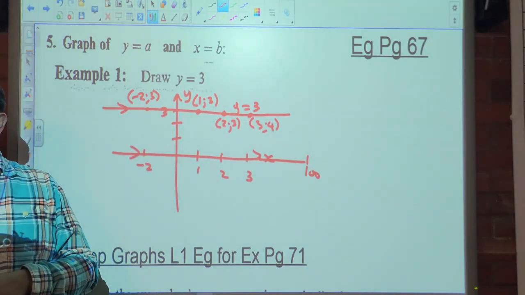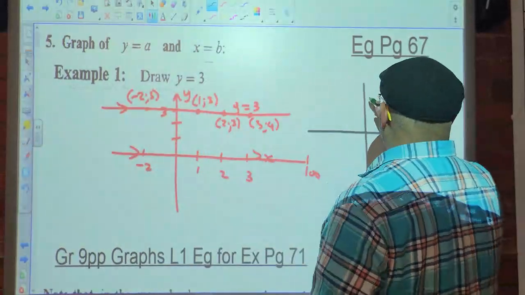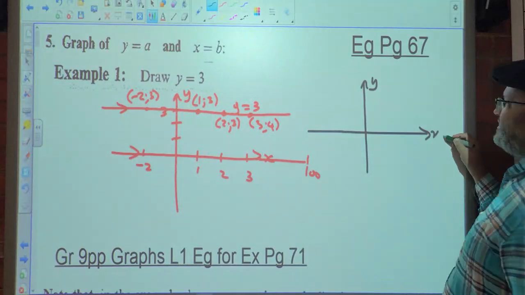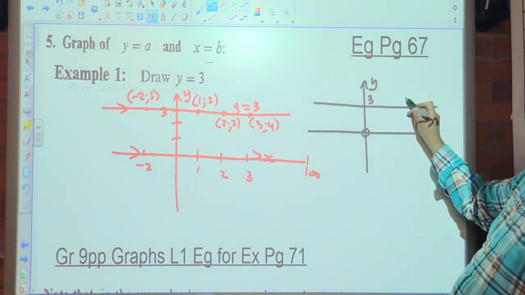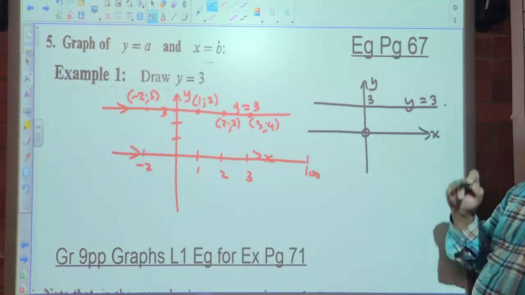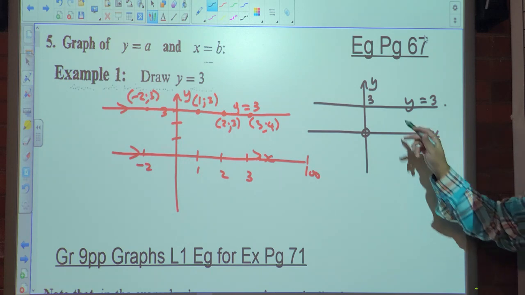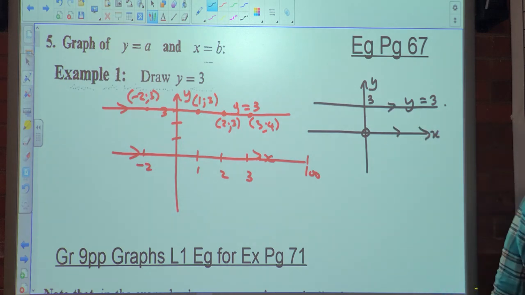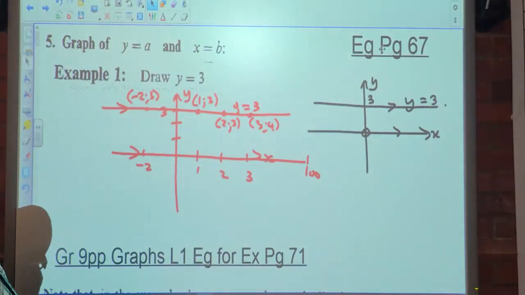You guys understand? But if the equation says draw the graph, what I just do is I do that. Y, x. I don't put all the points on there. I just draw the line there and name that y is equal to 3. Okay? Understand? If you want, you can put it as parallel to the x-axis. But you don't need to. Okay?